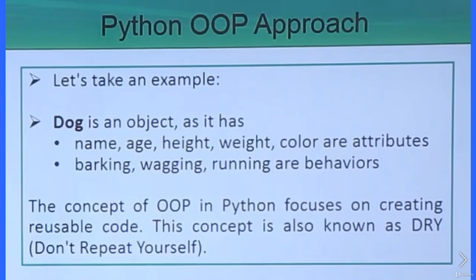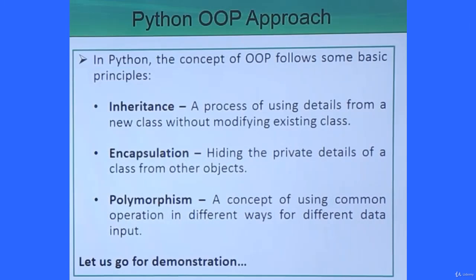In Python, the concept of object oriented programming follows some basic principles. So what are the principles? We basically have three principles. The first is inheritance, next is encapsulation, and next is polymorphism. A process of using details from an existing class in a new class without modifying the existing class is known as inheritance, where code reusability is implemented.